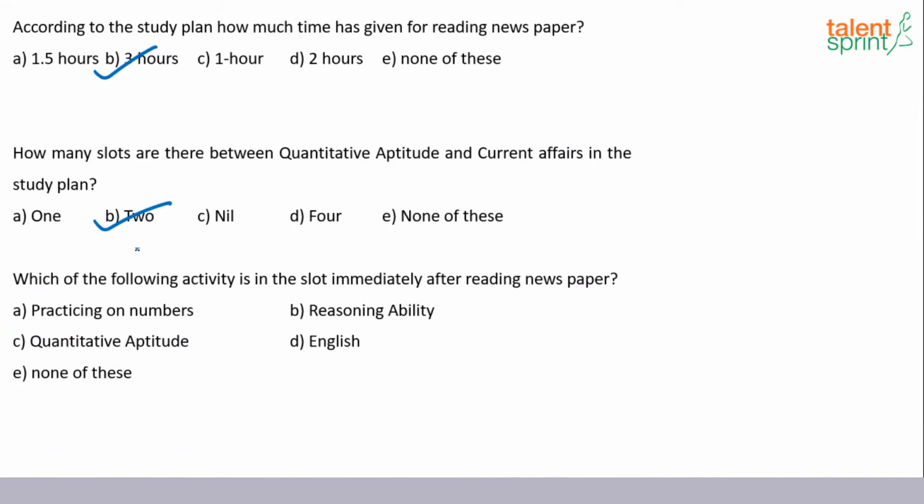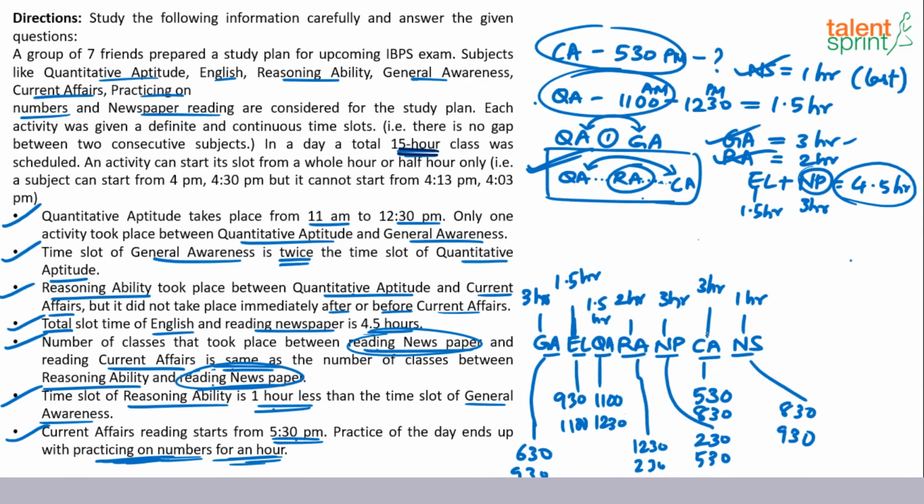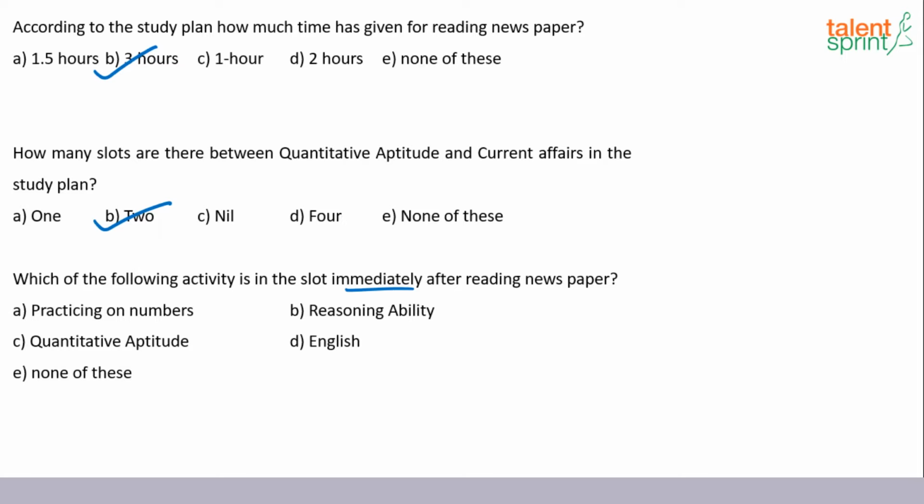So 2 slots. Which of the following activities is in the slot immediately after newspaper? What is immediately after newspaper? Very easy to pick. Immediately after newspaper is current affairs. So current affairs is not there. None of this. Next question.